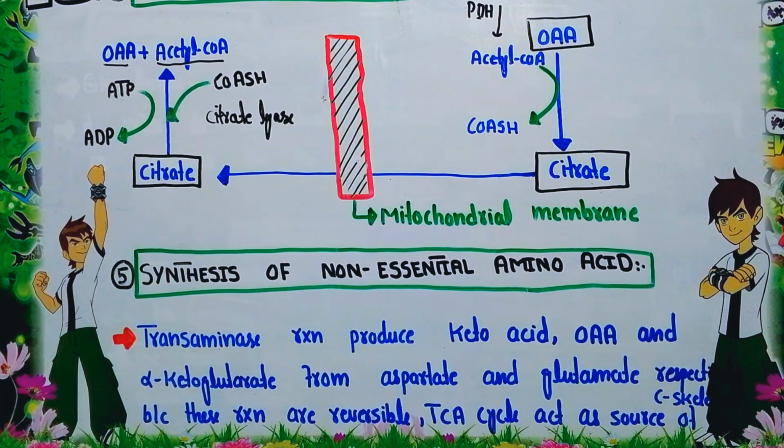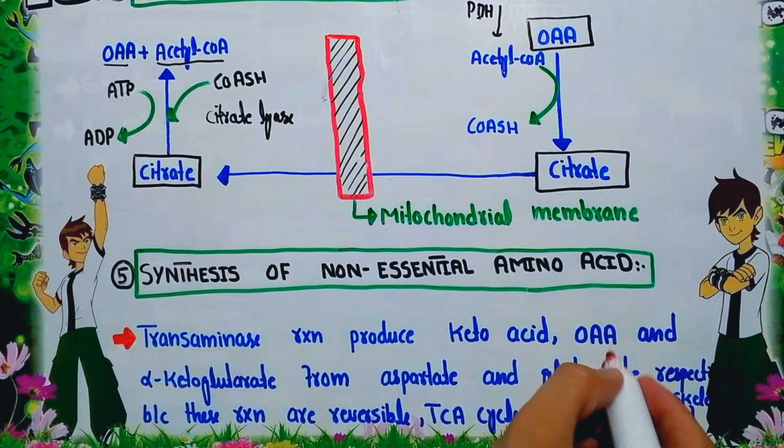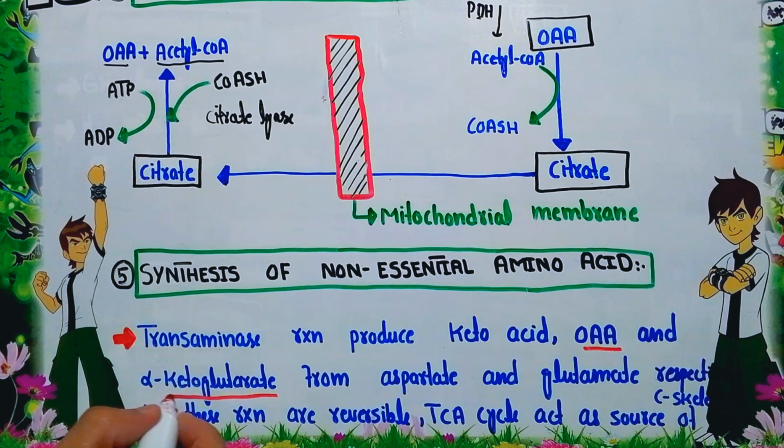So the TCA cycle acts as a source of carbon skeletons. Alpha ketoglutarate and oxaloacetic acid, after the transamination reaction, are converted and form some non-essential amino acids. In this way, non-essential amino acids are mainly formed from the TCA intermediates oxaloacetic acid and alpha ketoglutarate, by transamination and deamination reactions. This is why the TCA cycle is called an amphibolic pathway.